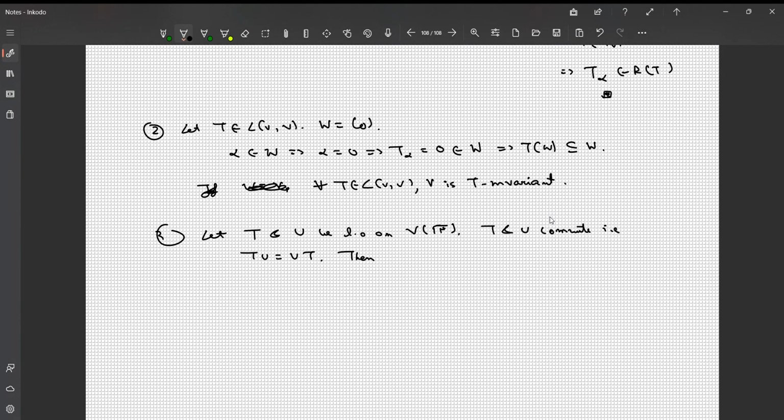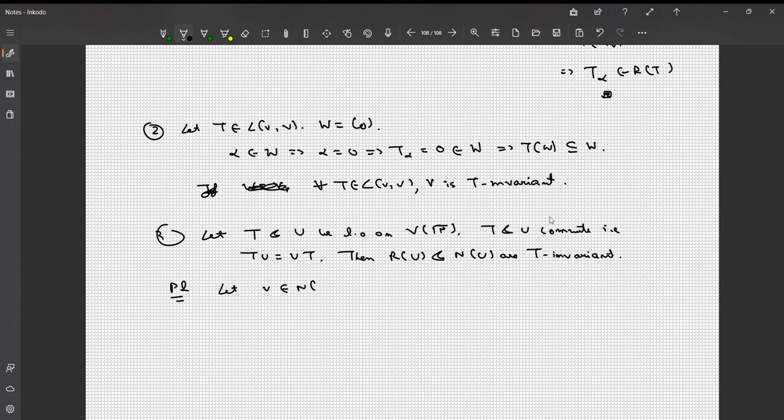Okay. Then, if T and U commute, then the range space of U and the null space of U are T invariant. Obviously, you can also claim that the range space of T and the null space of T are U invariant. So it's a symmetrical statement. So the proof of this is kind of trivial.